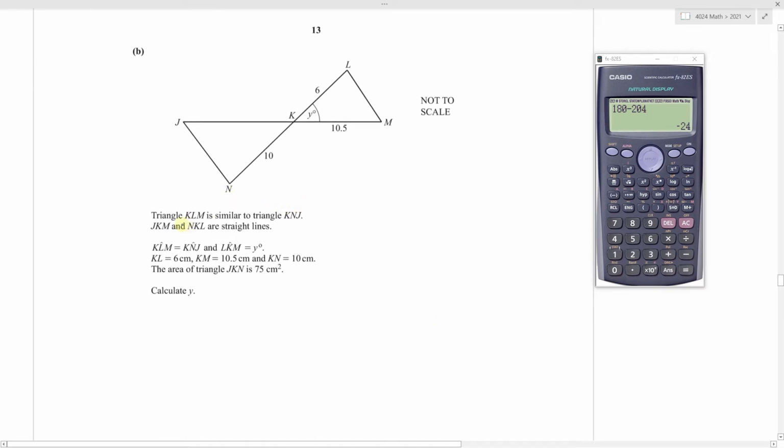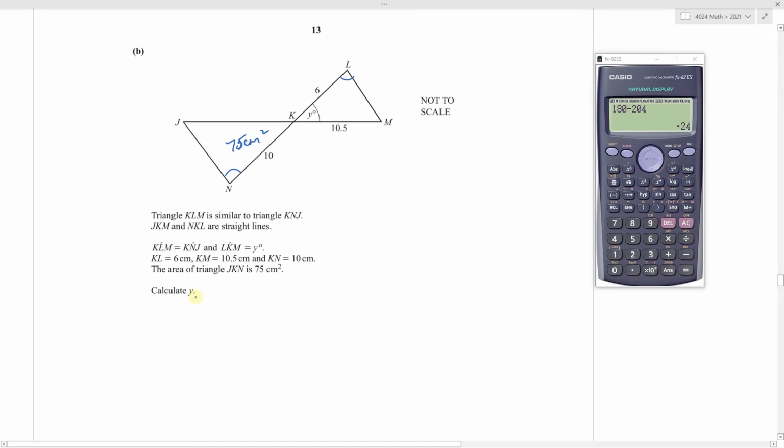Part B is you're given triangle KLM is similar to triangle KNJ. These are straight lines, and then you're given that angle KLM equals to angle KNJ. So these two angles are equal. LKM equals to y. These are lengths given. The area of triangle JKN is 75 centimeter square. So this is 75 centimeter square. Calculate the value of y.